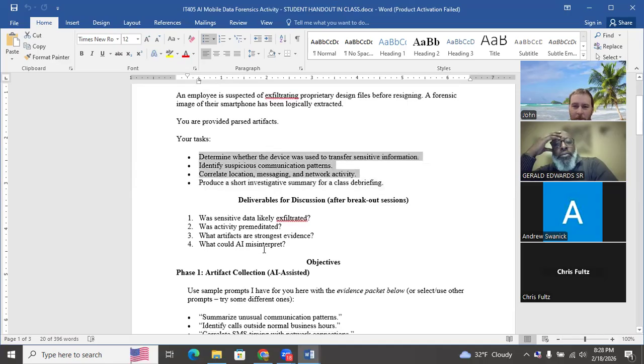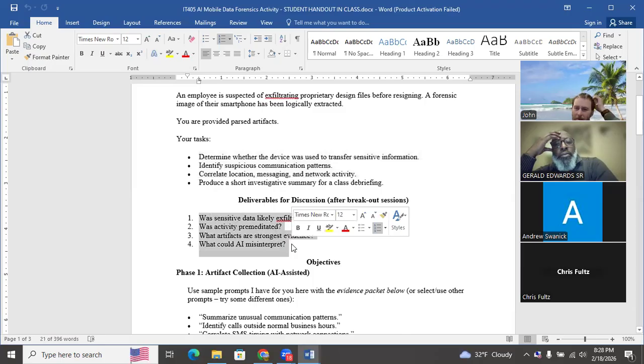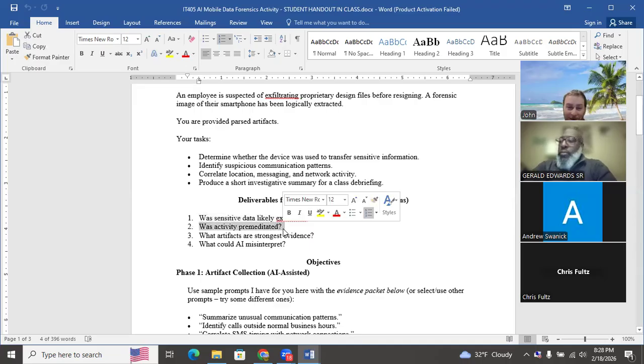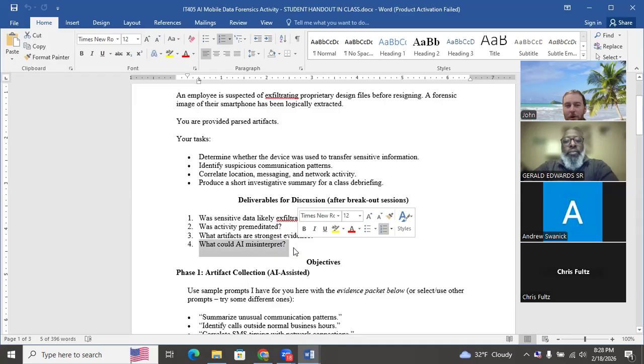The deliverables for the discussion, if we have the breakout sessions, are: was sensitive data exfiltrated? That should be paramount. Was the activity premeditated? There could be some clues in there. What artifacts are the strongest? And then I like to have this one in there for us to think about: what could AI misinterpret? Again, the human element.